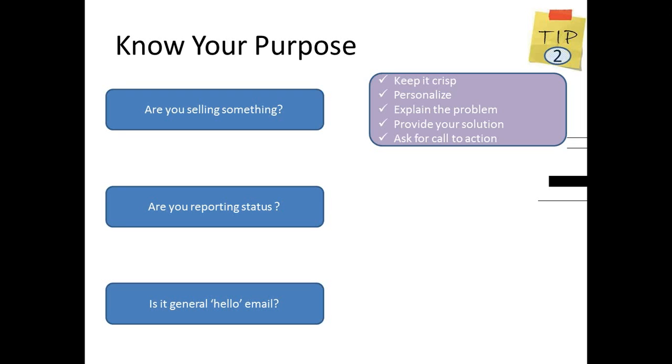And please understand, when you're selling something, you are trying to solve a problem. So you have to, first of all, tell what the problem is. Okay? And once you've explained the problem, you should provide your solution. And lastly, don't forget to include a call for action. So if you're selling something, keep it short, personalize, explain the problem, provide your solution, ask for call to action. Okay? So you should be asking explicitly, would you like me to set up a meeting with you to discuss this? That's the call for action.